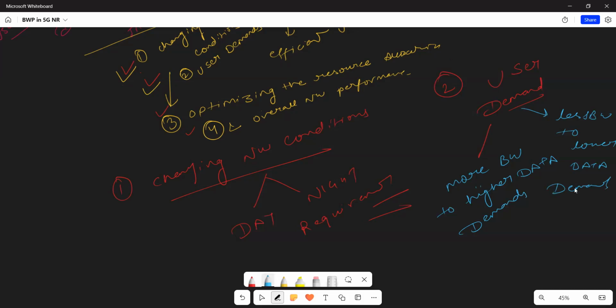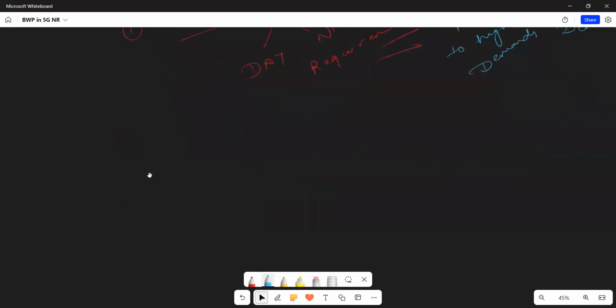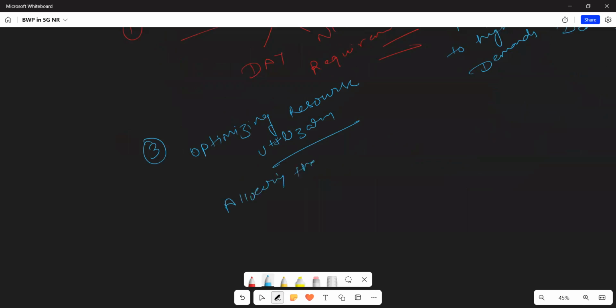Okay. Now, third thing is optimizing resource utilization. Let's move forward to the third point. Optimizing resource utilization. So what happens in this? This means making the best use of available resources such that the spectrum or internet in a 5G network can be used efficiently, right? So BWP helps in efficient resource management. How? By dividing the available spectrum into smaller parts and allocating them as per the user needs. So in this you can simply write: allocating the bandwidth as per user needs.